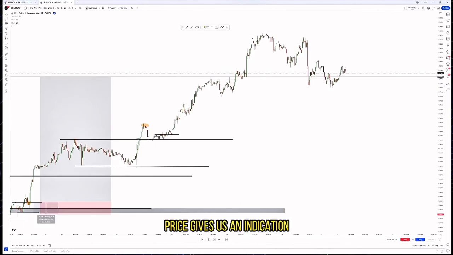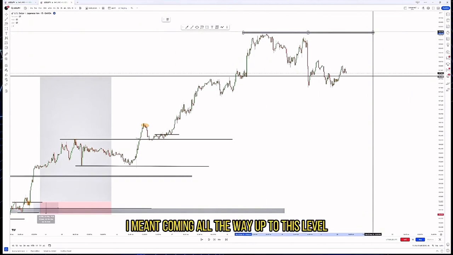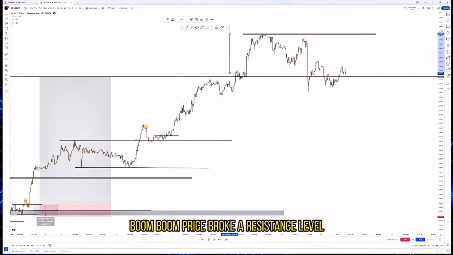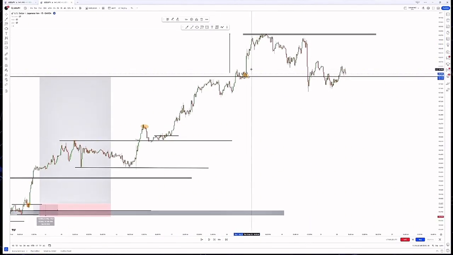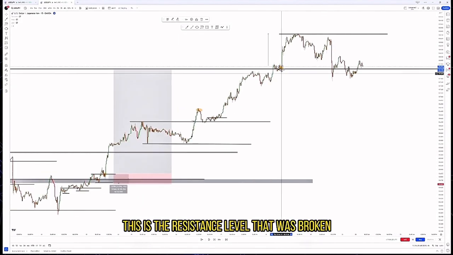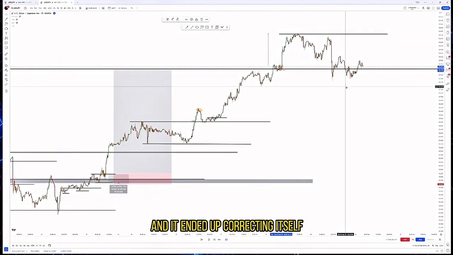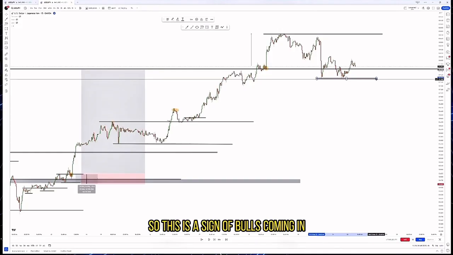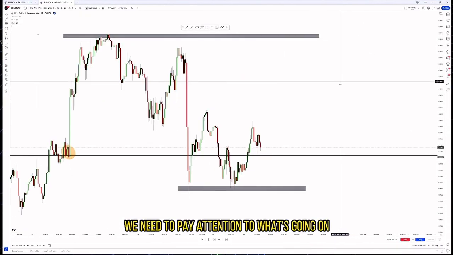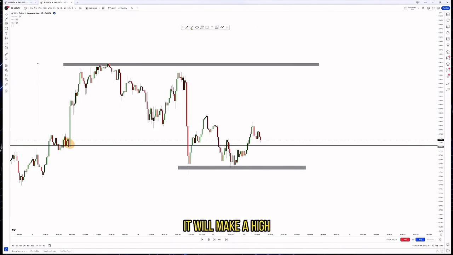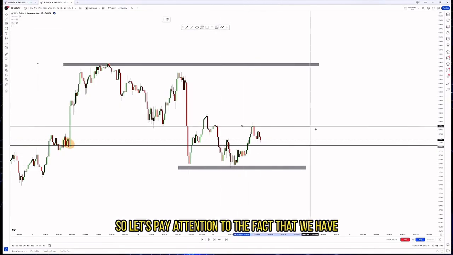Price gives us an indication of coming all the way back down, coming all the way up to this level. My apologies. Boom, boom. Price broke a resistance level and it came all the way up to here. As you can see, this is the resistance level that was broken. This is the indication, and it ended up correcting itself. Price is now maintaining lows. So this is a sign of bulls coming in. We need to pay attention to what's going on. After price makes a low, it will make a high. So let's pay attention to the fact that we have a high here.